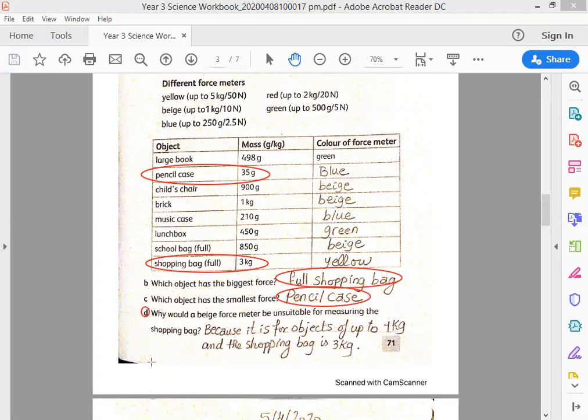Question D asks you, why would the beige force meter, which can hold up to 1 kilogram, be unsuitable for measuring the shopping bag? Because as we said before, if we place a very big force on a small force meter, it's going to break down. The shopping bag weighs 3 kilograms, while the beige force meter stands for 1 kilogram only, so it will break down. The answer is: because it's for objects up to 1 kilogram, and the shopping bag is 3 kilograms.